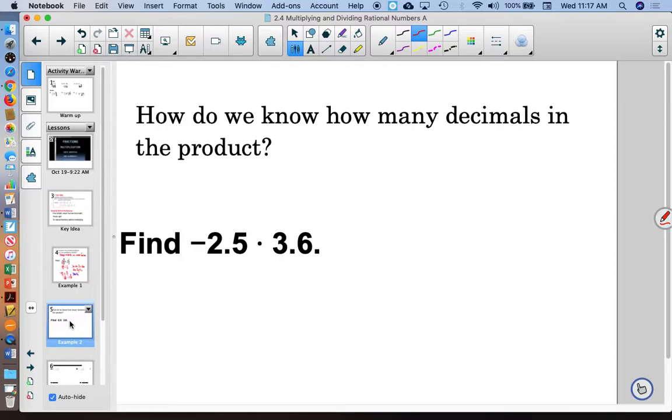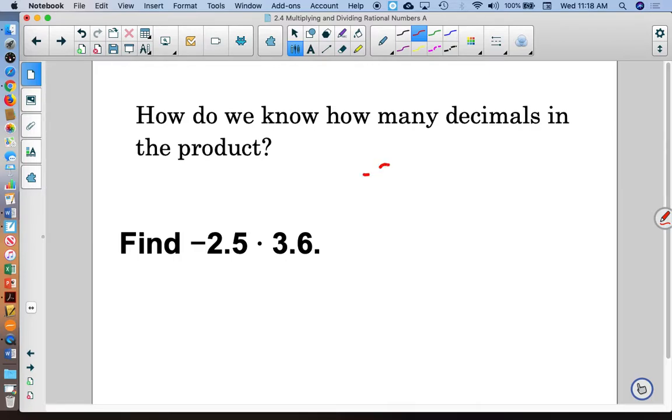So how many decimals should be in the product of this answer? Should it go out to what place value of the decimal? Ben? Tenths? Nope. What place value? To the hundredths, because how many digits do I have after the decimal? I have 2, don't I? So there's 2 total. So I have to go to the hundredth place.